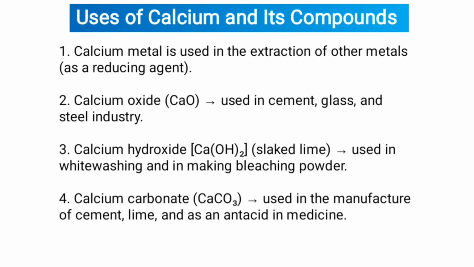Now, uses of calcium and its compounds. The first one, calcium metal is used in the extraction of other metals as a reducing agent. And the second one, calcium oxide, CaO, is used in the cement, glass, and steel industries. And the third one is calcium hydroxide, Ca(OH)2, slaked lime, used in whitewashing and making bleaching powder. And the fourth one, calcium carbonate, CaCO3, is used in the manufacture of cement and lime, and as an antacid and medicine.